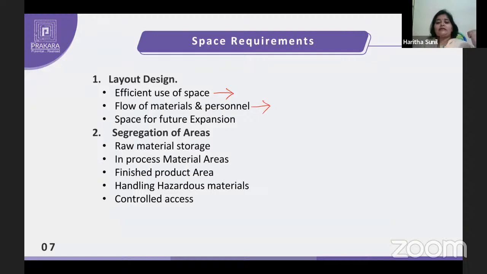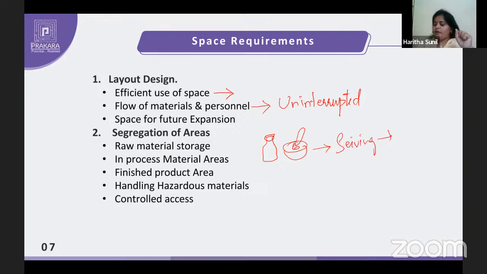Then flow of materials and personnel. Here, the design should allow the uninterrupted flow of the raw materials. For example, you are preparing tablets. How will you prepare them? First, you will procure all the raw materials, weigh them, triturate them, and then send it for sieving. After sieving, you will use the granulating agents and prepare the granules. From granules, you will go for drying first, and after drying, you will go for the compression.